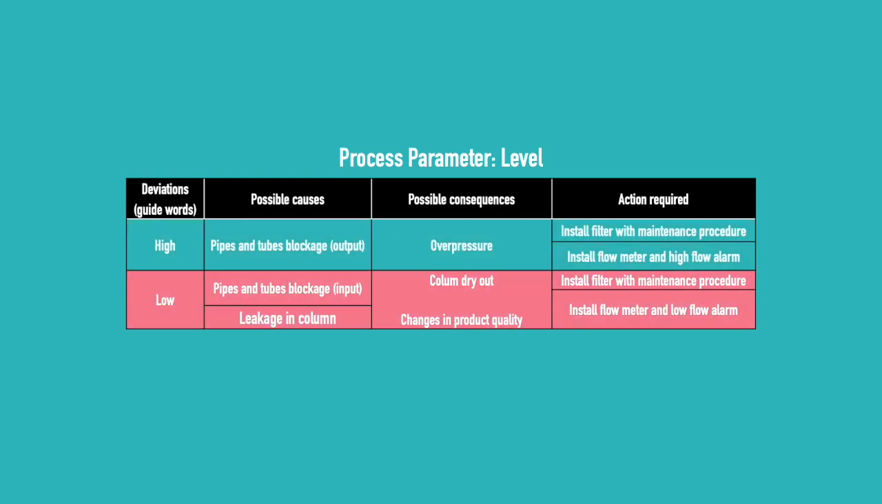As for low level, the consequences from blockage of pipes and tubes in the output and leakage in the column are column dry out and changes in product quality. Similar to when the level is high, the actions that can be done when level is low are installing a filter, flow meter, and low flow alarm.